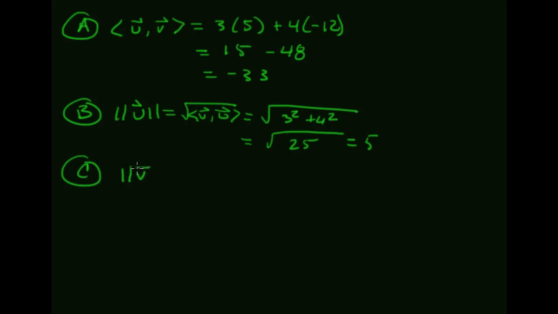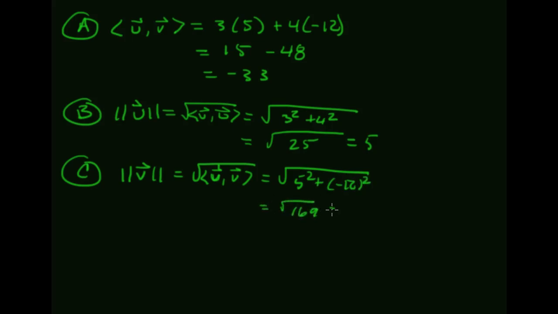C, we want the magnitude of v, which is the square root of the inner product of v and v. So this is going to be the square root of 5 squared plus negative 12 squared, which works out to be 169, which is 13.